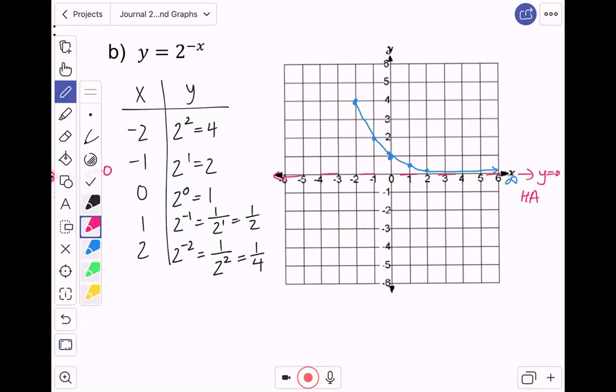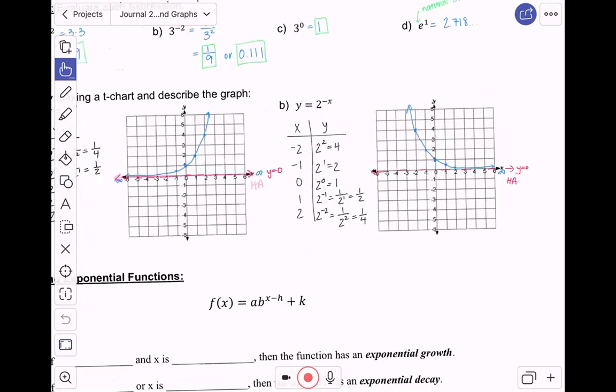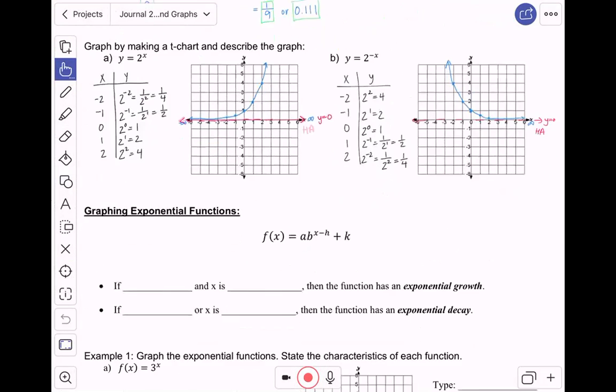We'll call that the asymptote. So it looks like this side is getting closer to y equals 0, so we have another asymptote, whereas this side is going to grow upwards. All right, so from here, we have our two graphs. Let's go ahead and compare them with each other.